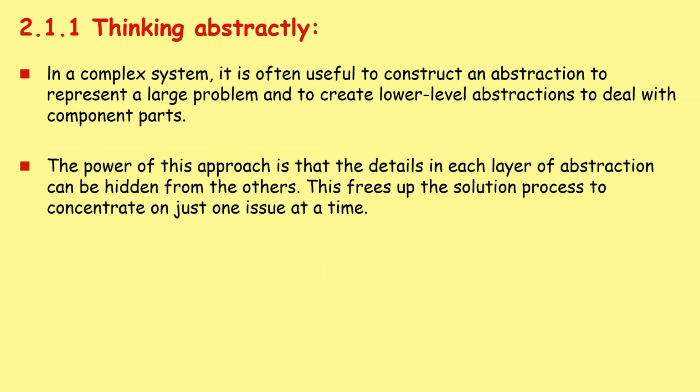Subroutines and libraries are good examples of abstraction, which leave our main program easier to understand and quicker to debug. Abstraction allows us to concentrate on what is important, or just one thing at a time. In a complex system, it is often useful to construct an abstraction to represent a large problem, and to create lower-level abstractions to deal with component parts. The power of this approach is that the details in each layer of abstraction can be hidden from others. This frees up the solution process to concentrate on just one issue at a time.